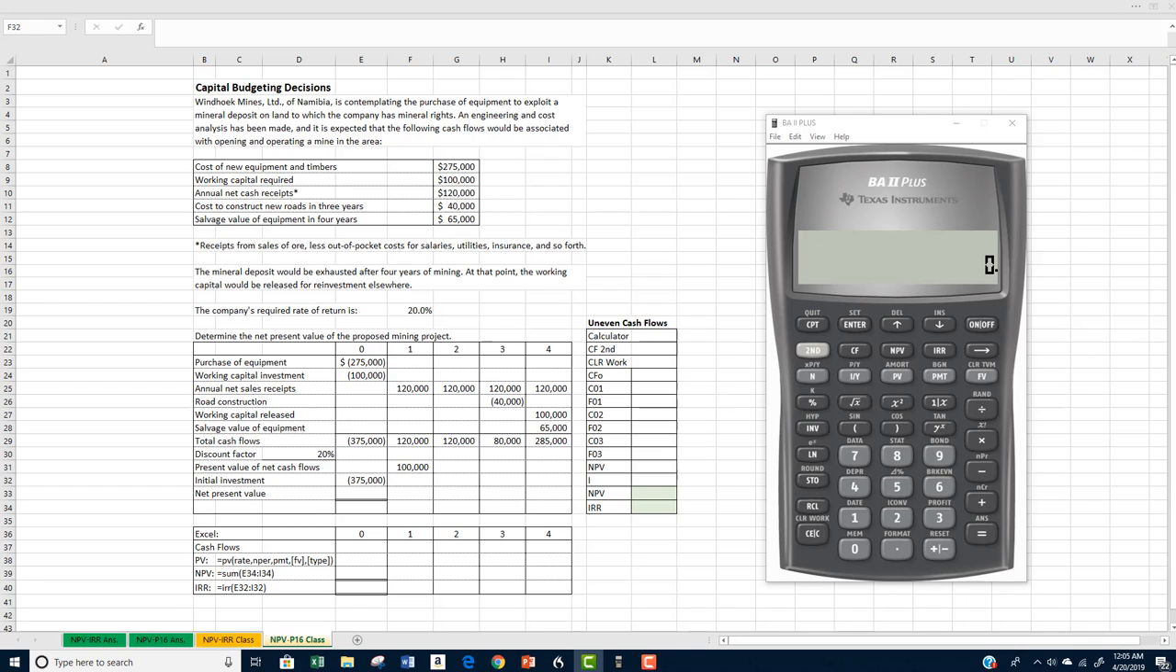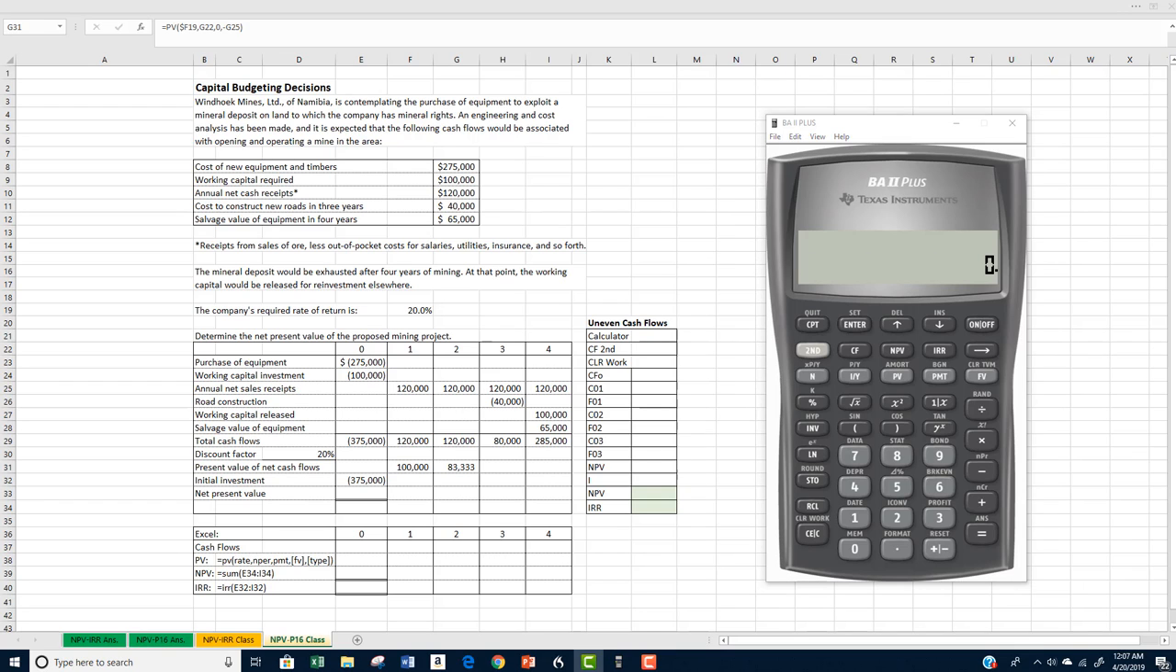For year 2, enter 2 for N, 20 for IY, 0 for PMT, $120,000 for FV. Again, press the CPT button, press PV, and the display will read $83,333.